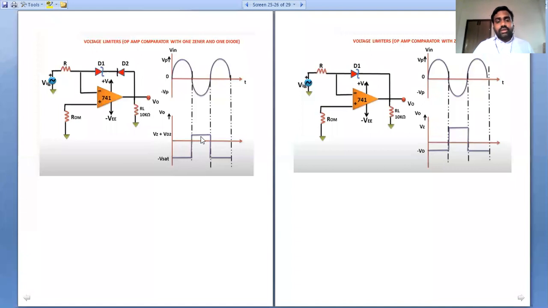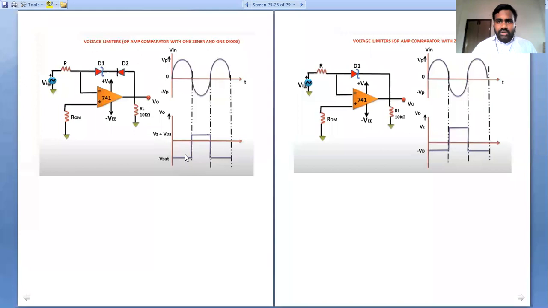Because of the avalanche breakdown condition, even though the diode is conducting in the positive direction, the output voltage is limited here. Here we have used the voltage limiter in the application of a positive output voltage limiter. The positive output voltage is limited here. Okay, we can also limit the negative voltage.